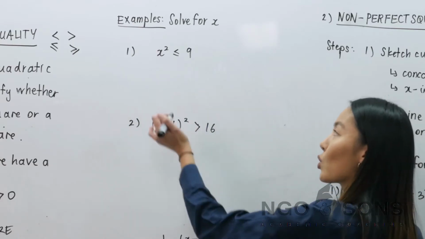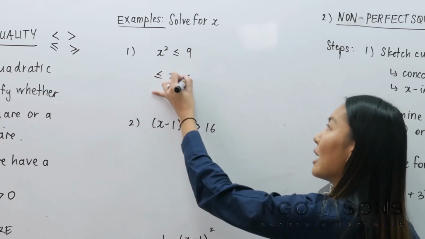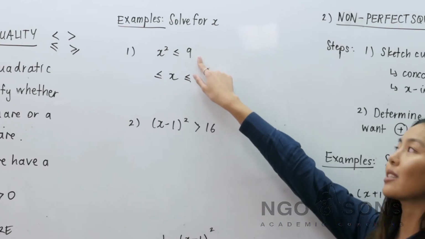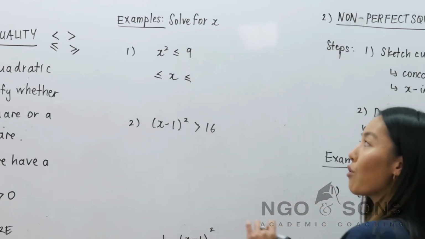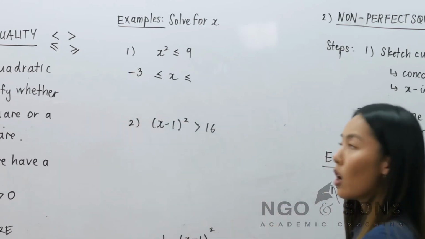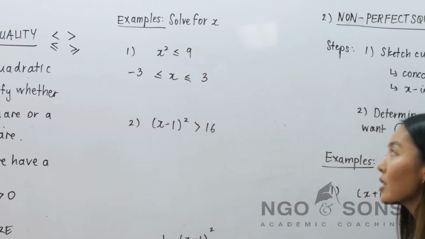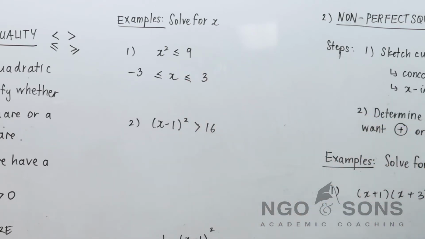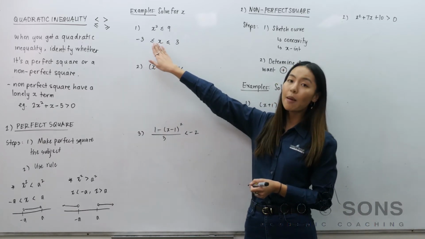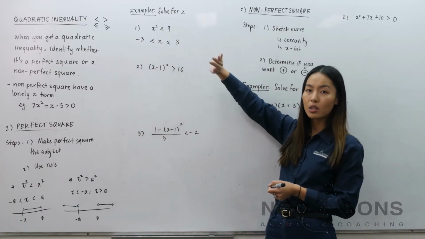So x squared, the square root of it is x. It lies on the inside of the square root of the constant on the right hand side, which is 9. The square root of 9 is 3. On the left hand side, it's the negative version of 3, so minus 3. And on the right hand side, it's the positive version, so positive 3. And so here we've solved for x. It says x will lie between, and can be equal to, minus 3 and positive 3.